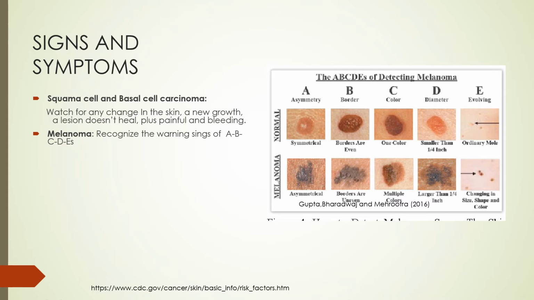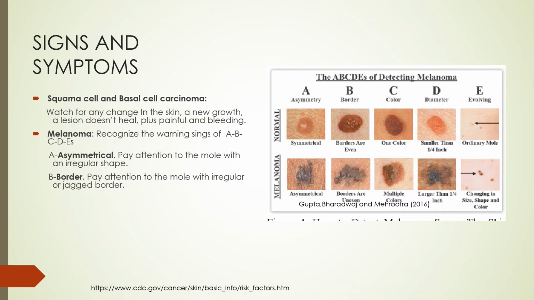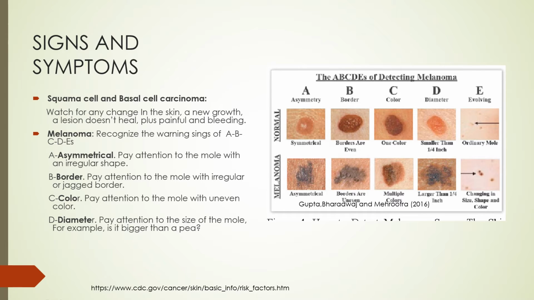we are supposed to be able to recognize the warning signs of the A, B, C, D, E's. So A is for asymmetrical. That's for the shape. B is for border, so it's going to be an irregular border. Pay attention to a mole with an irregular or jagged border. C is for color. Pay attention to uneven color on the mole.